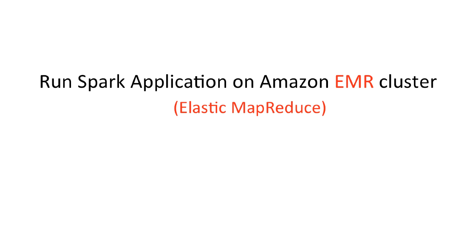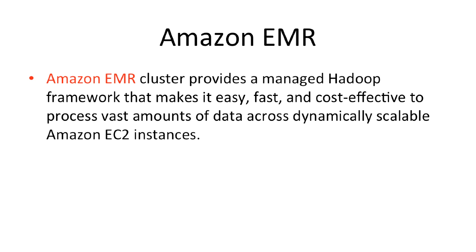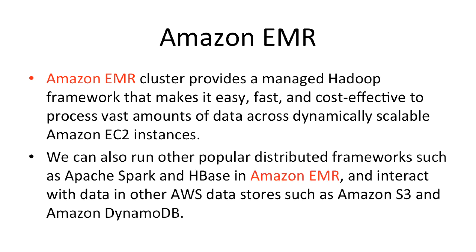In this lecture, we're going to run our Spark application on Amazon EMR cluster. EMR stands for Elastic Map Reduce. Amazon EMR cluster provides a managed Hadoop framework that makes it easy, fast, and cost-effective to process vast amounts of data across dynamically scalable Amazon EC2 instances. We can also run other popular distributed frameworks such as Apache Spark and HBase in Amazon EMR, and interact with data in other AWS data stores such as Amazon S3 and Amazon DynamoDB.